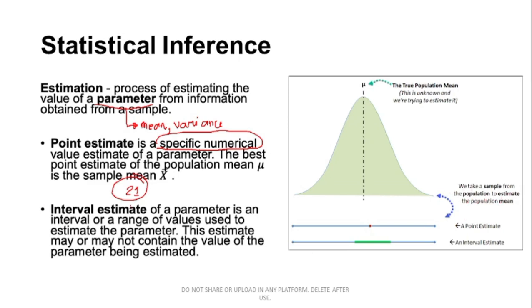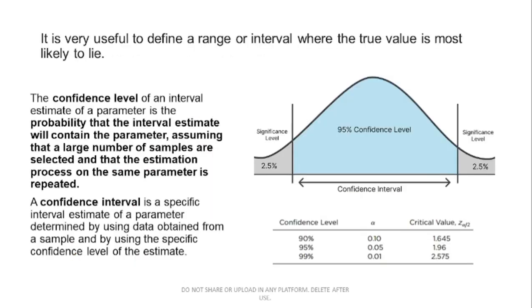Kapag interval estimate naman, pwede mong sabihin na ang average age ng mga second year ABE student is 21 to 23. Okay. So, tinatawag natin to as interval estimate. You have two values. Meron kang dalawang point. So, that is interval estimate. Next.